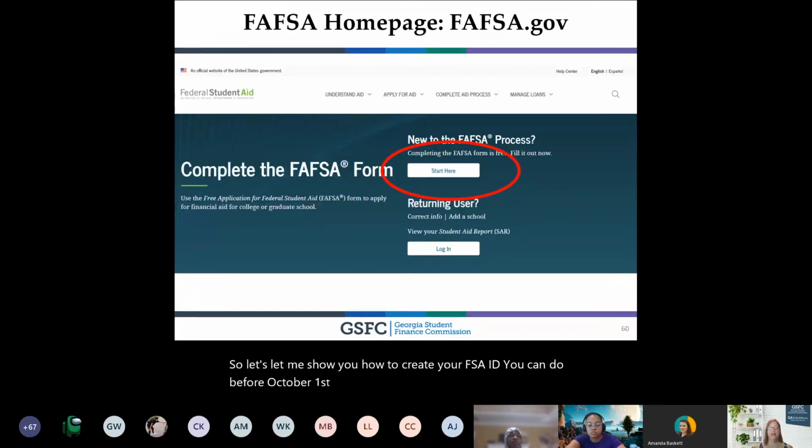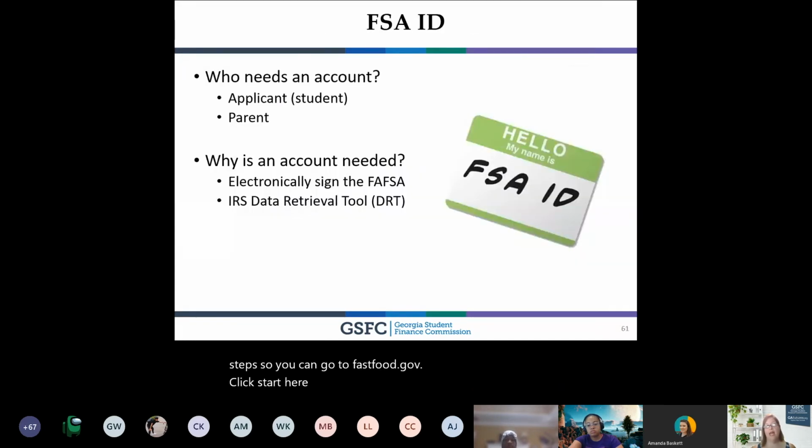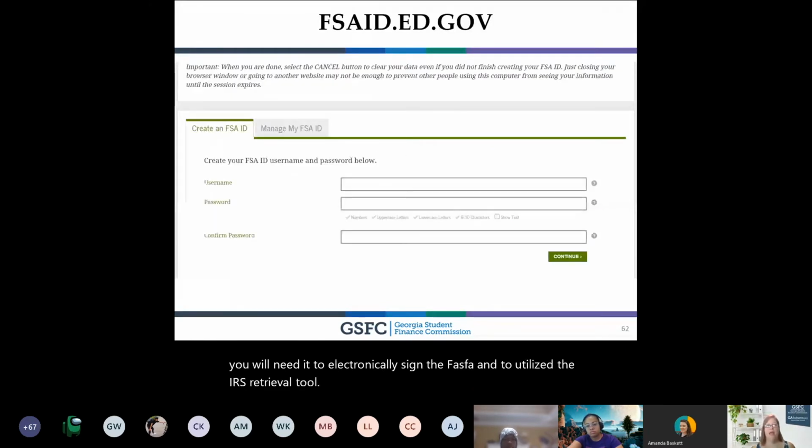So feel free this weekend or later this afternoon to go ahead and create your FSA ID by following these steps. You can go to FAFSA.gov, click Start Here, and then create your FSA ID. The student, who is the applicant for the FAFSA, will need an FSA ID, and a parent will need an FSA ID. Both of you will need it to electronically sign the FAFSA and to utilize the IRS retrieval tool.